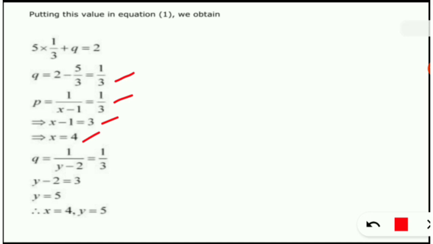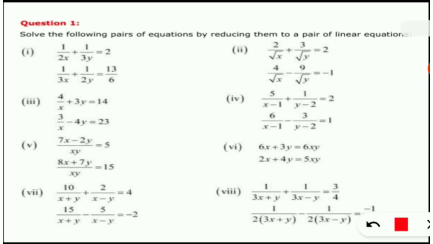Similarly q equals 1 by y minus 2, so equals 1/3. So y minus 2 equals 3. So y equals 5. Clear? So x equals 4 and y equals 5 is the right answer. Clear? Now question number 5: 7x minus 2y divided by xy equals 5 and 8x minus 7y divided by xy equals 15.